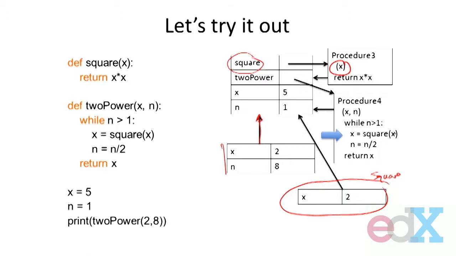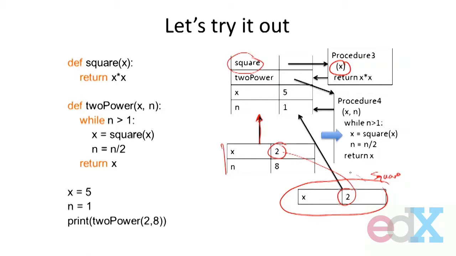Remember, I was asking for the square of x in this frame. So that binding becomes the binding for x inside of square. And then relative to this frame, I actually evaluate square. It says take the value of x, multiply it by itself, and return it. I know there's a lot going on, but it's important to see how those different frames come up.